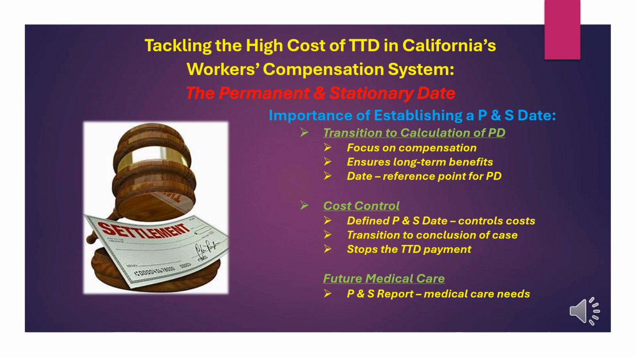The P&S date also is used as a reference point to calculate permanent disability benefits. It helps determine also the extent of the injury's impact on the worker's ability to perform their job and earn a living.